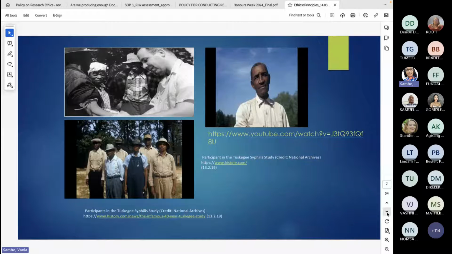And these are some of the pictures of the people that participated, unbeknown to them, in the syphilis study. And of course, we cannot run away from the issue of race. It always rears its head now and again. It so happens that it was Black people who participated in this study and suffered. Some of them suffered major, negative consequences from having participated in the study.